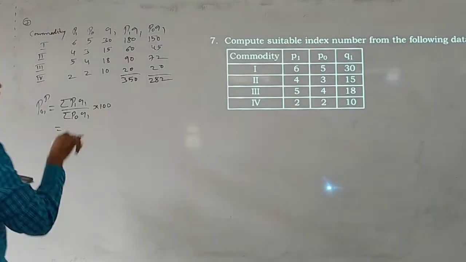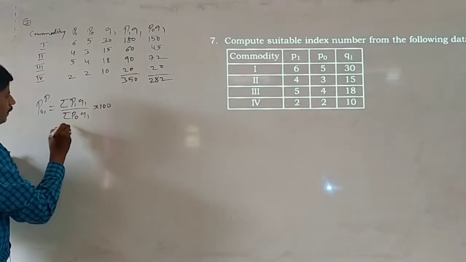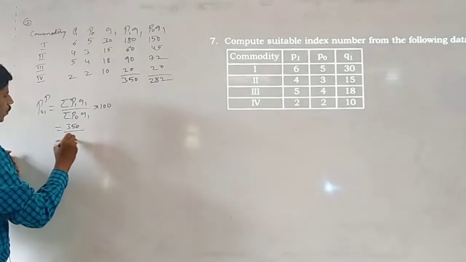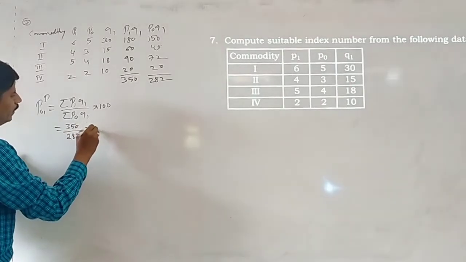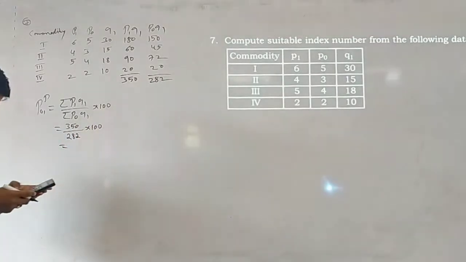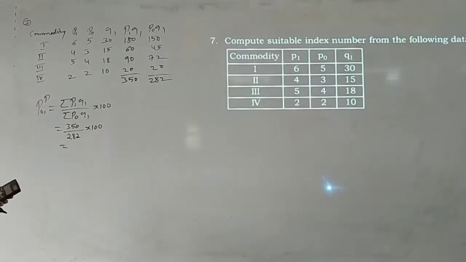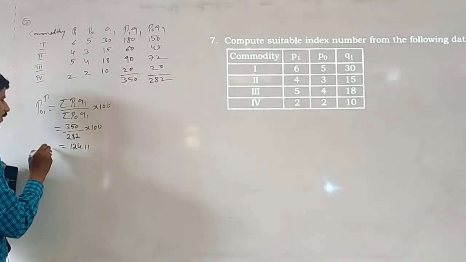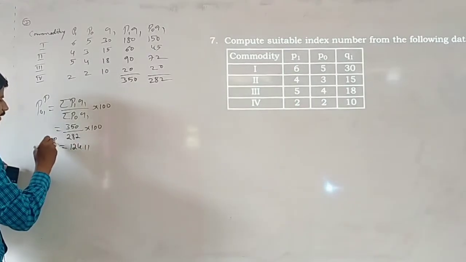Okay, here you have to substitute values. Sum of P1 Q1 is 350, divided by sum of P0 Q1, which is 287, into 100. 350 divided by 287 into 100 is 124.11. It is the Paasche price index.